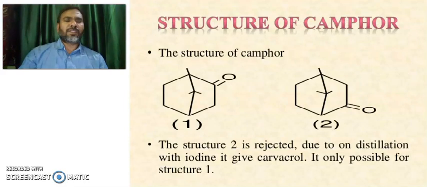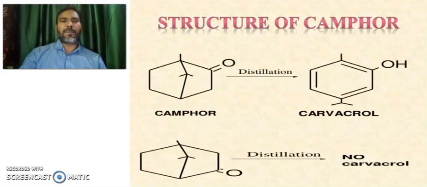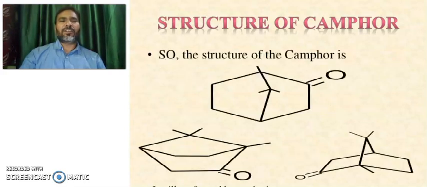So the structure of camphor, 1 and 2. Structure 2 is rejected because on distillation with iodine it gives carvacrol. That is only possible for structure 1. So camphor on distillation gives carvacrol and no other product. So the structure of camphor is this.